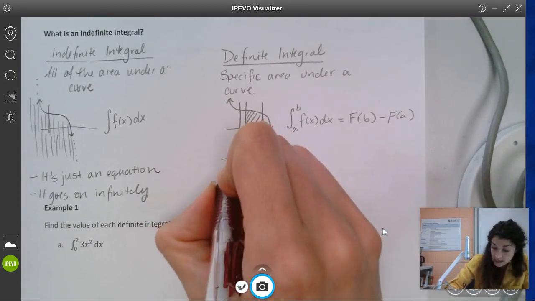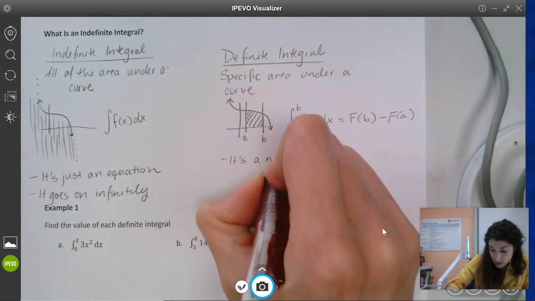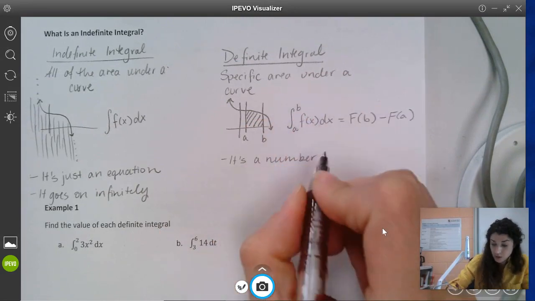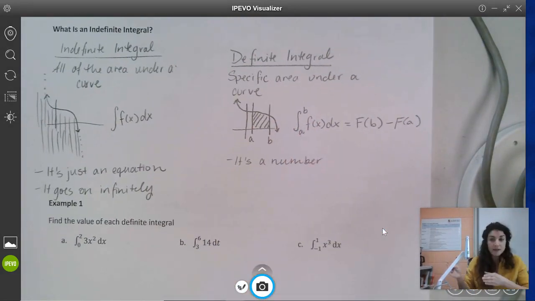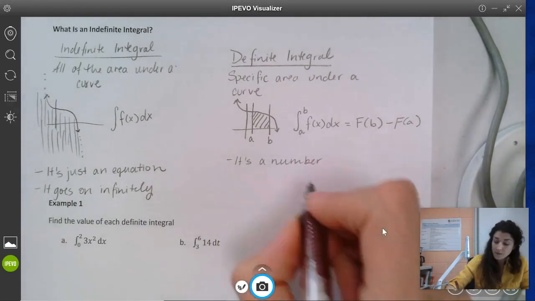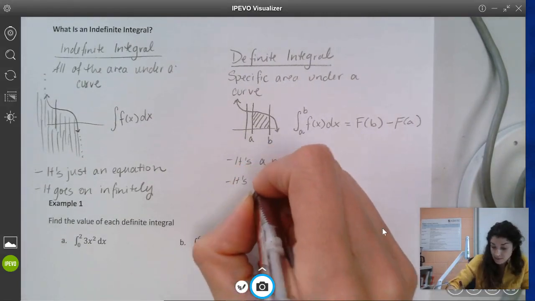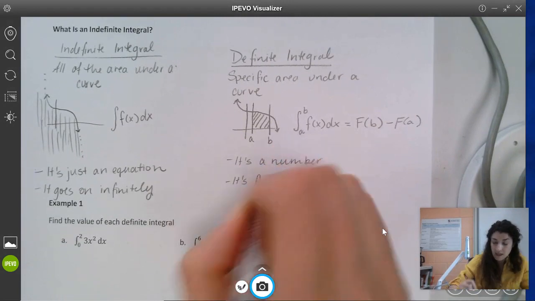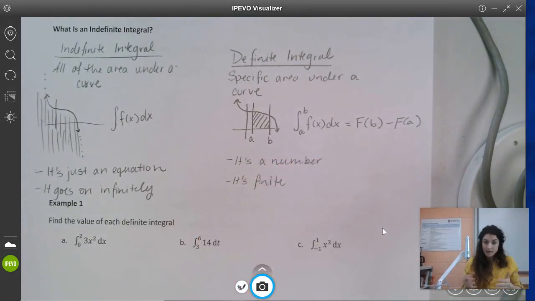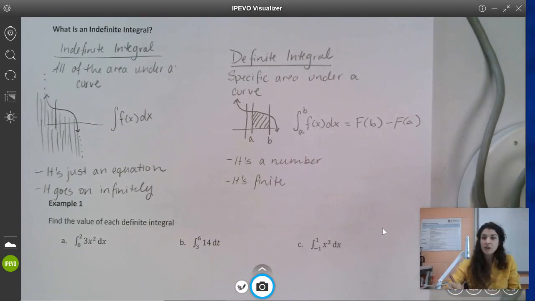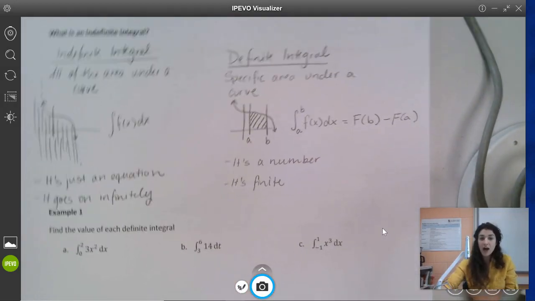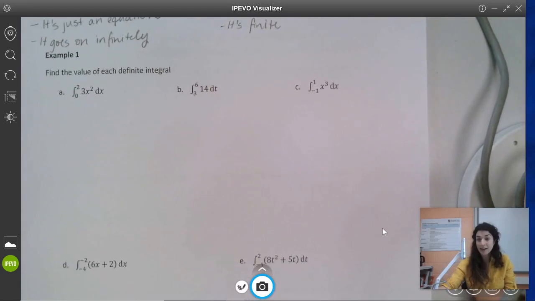So what we get is a number, right? Instead of an equation for definite integrals, we get a number. So in the bare essentials, when you're asked for a definite integral, you end up with a number. And it's finite. It is specific, which is why we can get a number. All right. So the idea, the notation, hopefully we've got it, but if not, we've got a ton of practice.